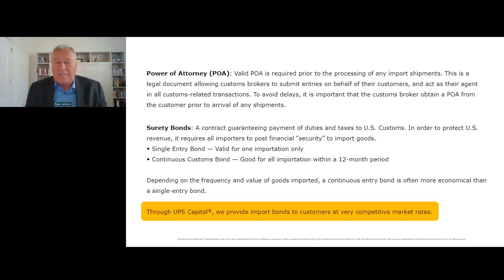UPS sells bonds for our customers, whether it be a single entry or a continuous bond, through UPS Capital. Some other surety companies out there are Roanoke and Avalon. There are a couple of big, good names in the surety bond business. So prior to that importation, if you're going to be an importer of record, you're going to have to purchase a surety bond, whether it be a single entry or a continuous. That's something you're going to have to do and look forward to.